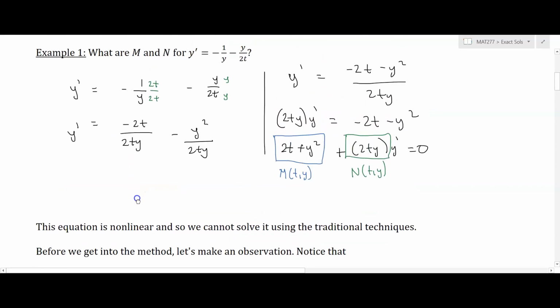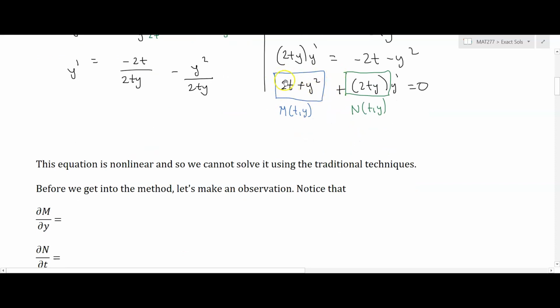So if we looked at this equation and now we see that m is this, and if I were just to happen to compute its partial derivative, so the partial with respect to y of 2t is 0, and the partial with respect to y of y squared is 2y. And I do the same thing for n. If I take the derivative of n with respect to t, the other variable, then 2y is a constant, so the derivative of t is 1, and I'm left with 2y. And of course, the thing that we see is that these are equal.